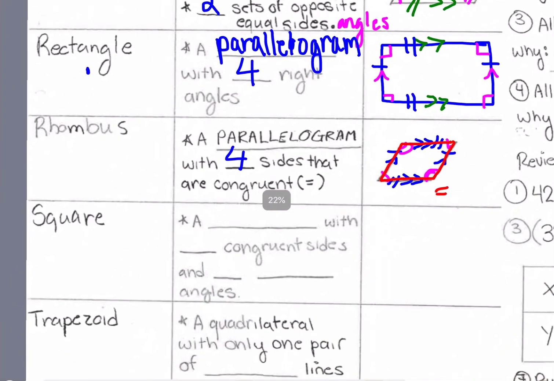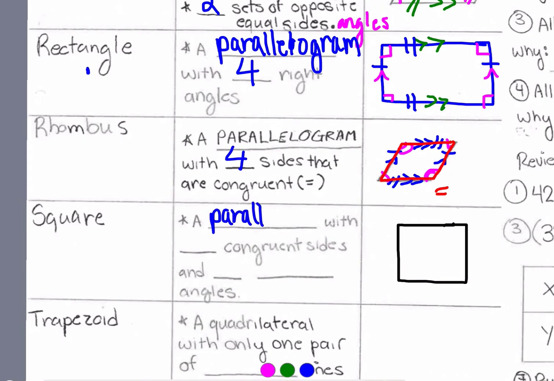Then we get into our square, which is strange because even though it's one of the most simple figures, it looks something like this. Oh, it helps if I draw it really good. So a square, even though it's the simplest, it actually has some of the most rules out of everything. It's a parallelogram. I didn't mess it up this time.